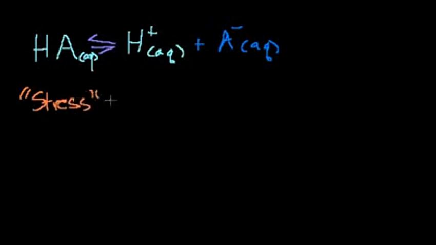So let's say that the stress that I apply is I'm going to add, let me do a different color, I'm going to add some strong base. That's too dark. I'm going to add some NaOH. And we know this is a strong base. When you put it in an aqueous solution, the sodium part just kind of dissociates. But the more important thing, you have all this OH in the solution, which wants to grab hydrogens away.